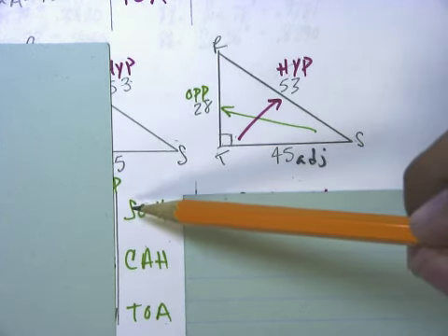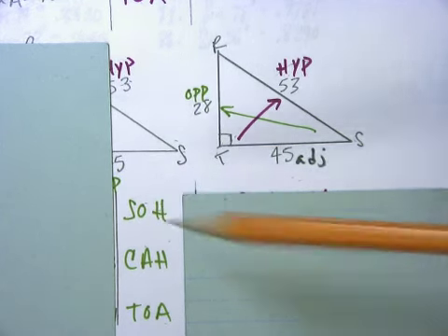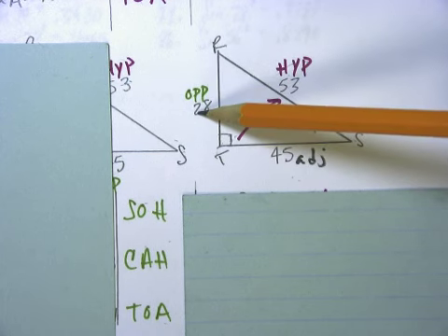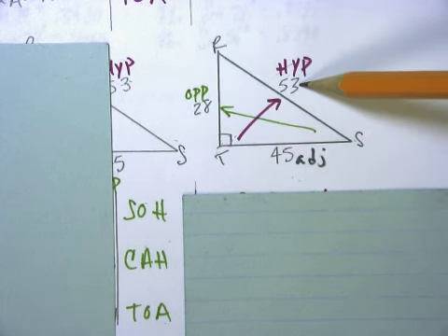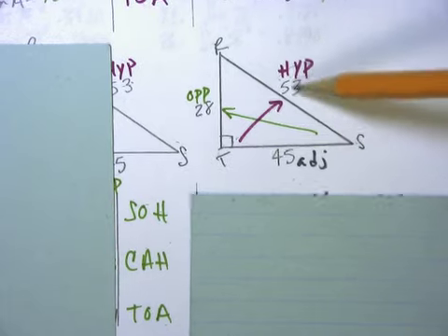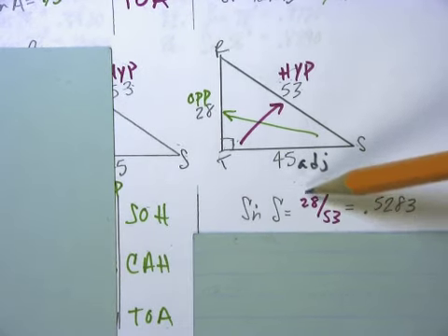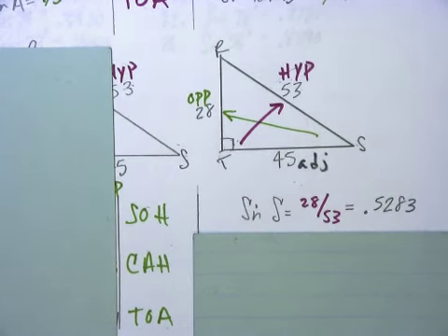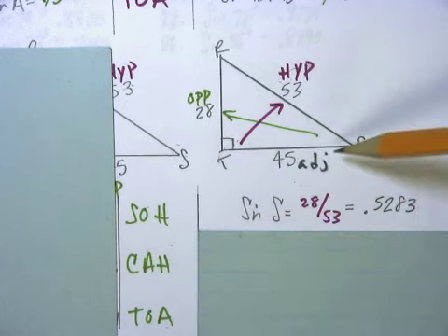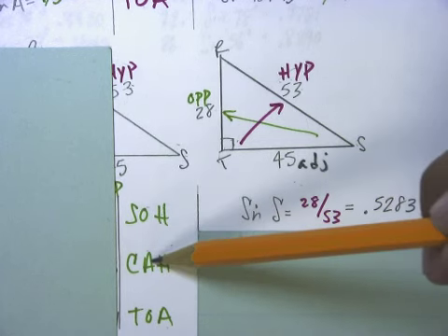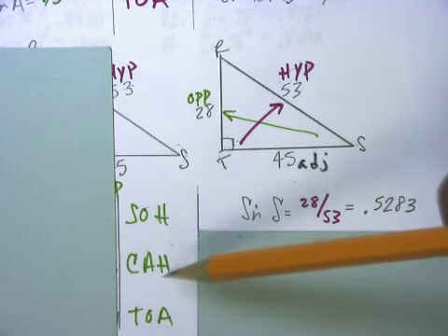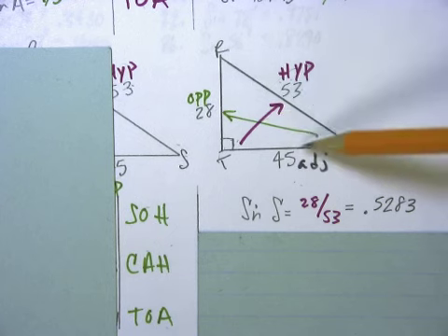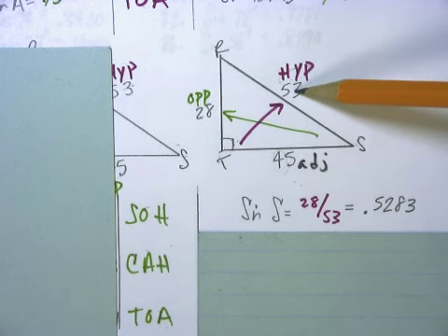So let's do the sine, cosine, and tangent of angle S. The sine function of angle S is the opposite over the hypotenuse. The opposite is 28 and the hypotenuse is 53, so it's 28 over 53. There it is. Sine of S is 28 over 53, which gives me 0.5283 in the calculator.